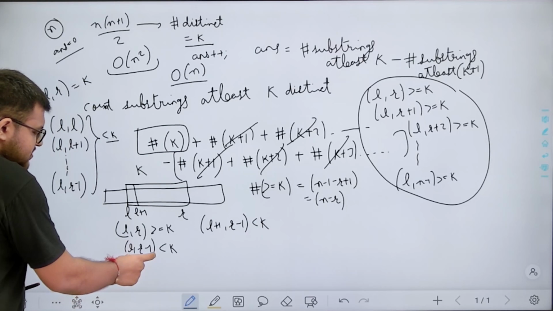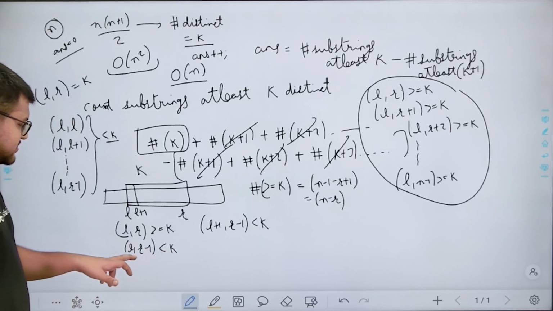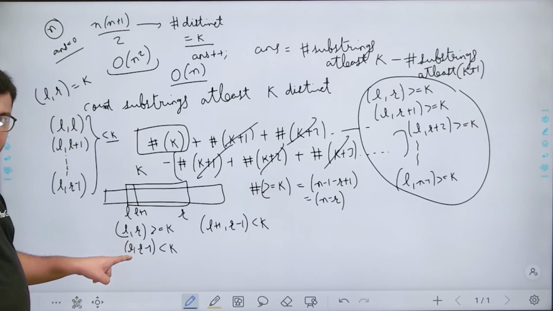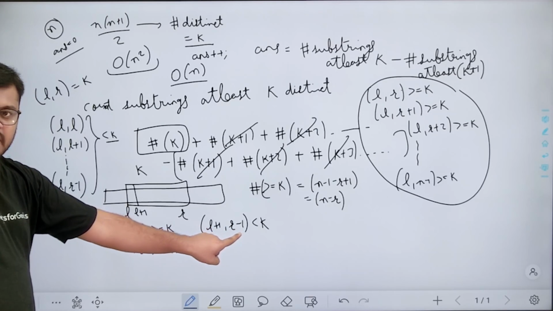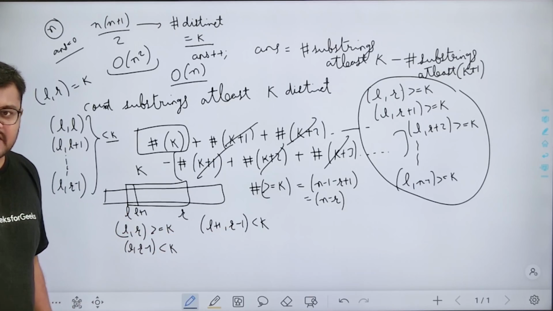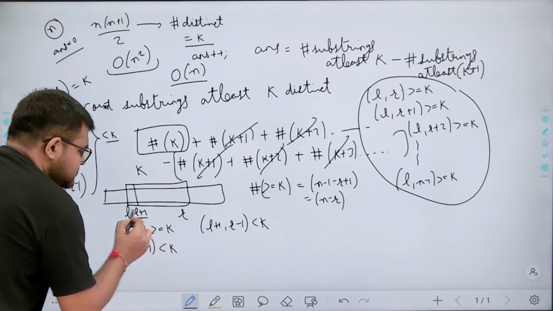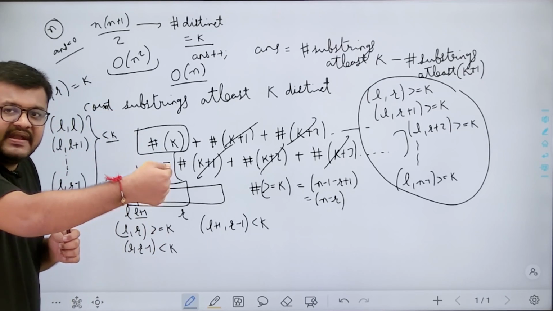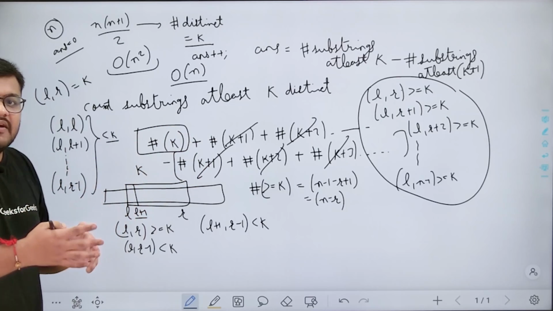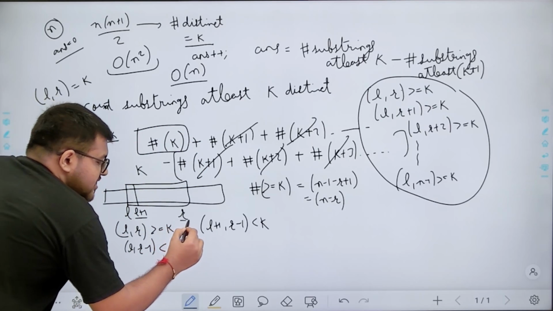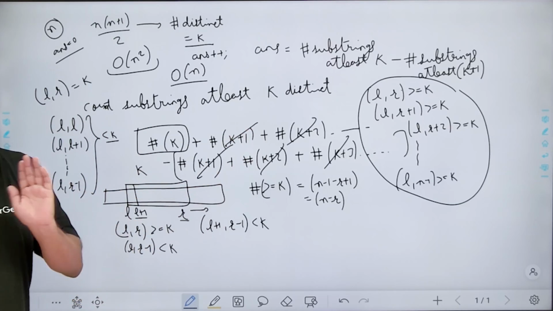Because if the substring starting with L and ending at R minus 1 has less than k distinct characters, and if I remove one character at the Lth index, then my substring becomes starting with L plus 1 and ending at R minus 1. This will also have less than k distinct characters, right? So if we start at the L plus 1th index, then the first ending index at which my count of distinct characters will be greater than or equal to k will be either R or after R. It cannot be before R. Did you get my point?